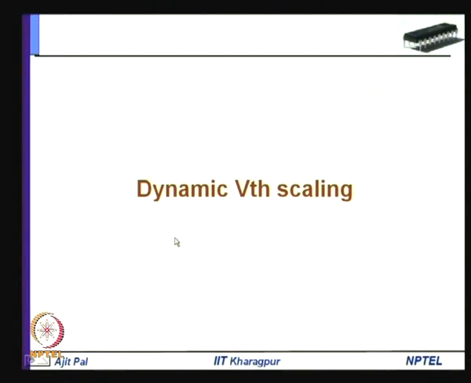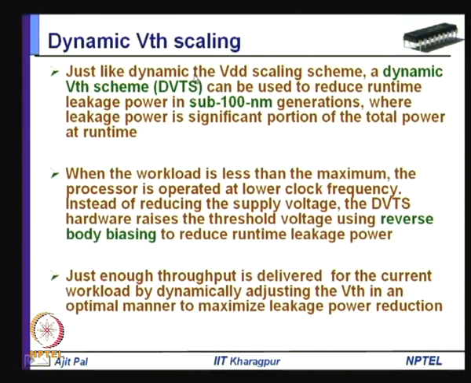Okay. Now, let us come to another approach where we shall use dynamic VTH scaling. Earlier we have discussed a technique, dynamic VDD scaling. Now, we shall consider dynamic VTH scaling. Just like the dynamic VDD scaling scheme, a dynamic VTH scheme can be used to reduce runtime leakage power in sub 100 nanometer generations, where the leakage power is a significant portion of the total power at runtime. That means this approach can be used only when the leakage power is significant. Leakage power may be more than 50% of the total power. In such a case, what can be done?